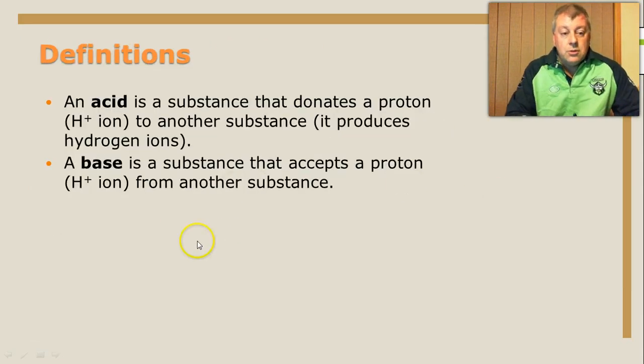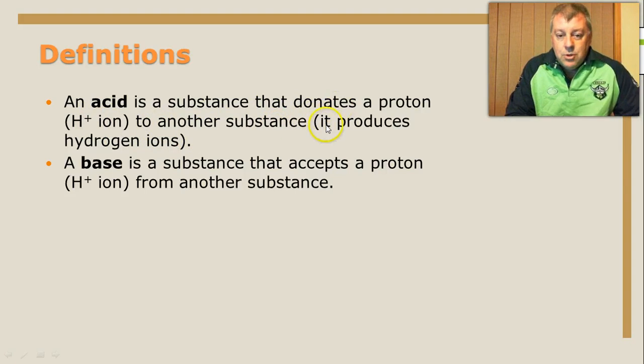So some definitions. This is where it gets a little bit confusing, and you don't need to memorize this. You just need to understand what we mean when we say this. An acid is a substance that donates a proton. Now a proton is just a hydrogen ion, isn't it? Remembering that a hydrogen atom just has one proton and one electron orbiting around it, and if it loses that electron it becomes an ion, so it's a proton. So it donates a proton to another substance.